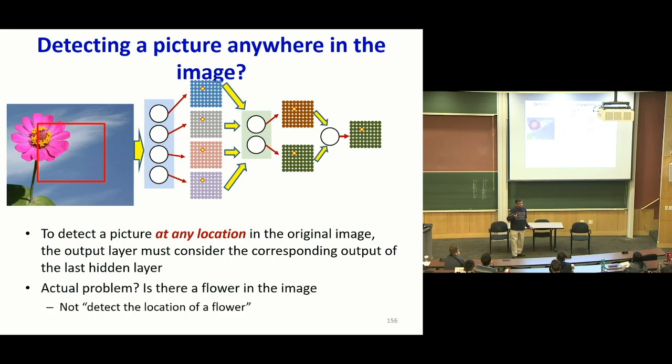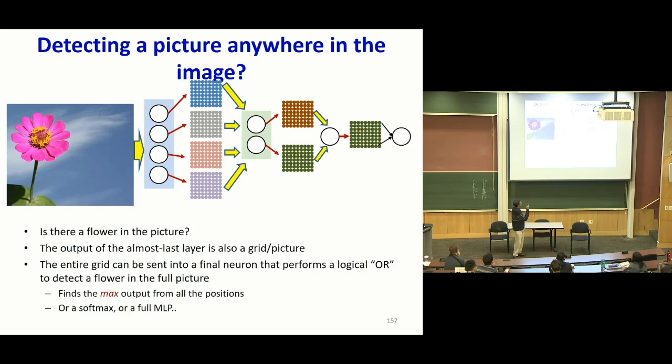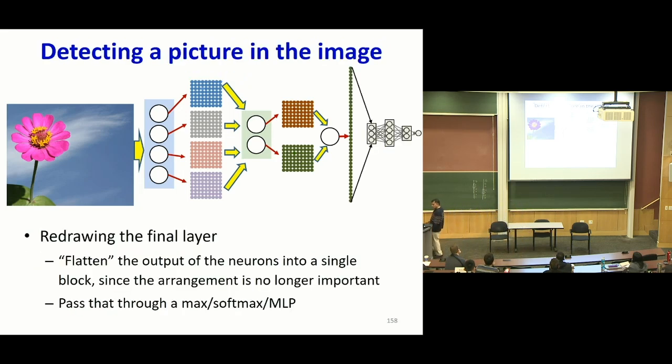So again, what is the actual problem? Is there a flower in the image or not? Not where is the flower. So I can just put that whole lot through my final max, softmax, or a full perceptron, right? So I'd be flattening it. All I did was redo the final map into one big vector, and I'm passing it through whatever this final unit is. Here I've drawn an MLP, but it could have been just a single perceptron or a max, right?